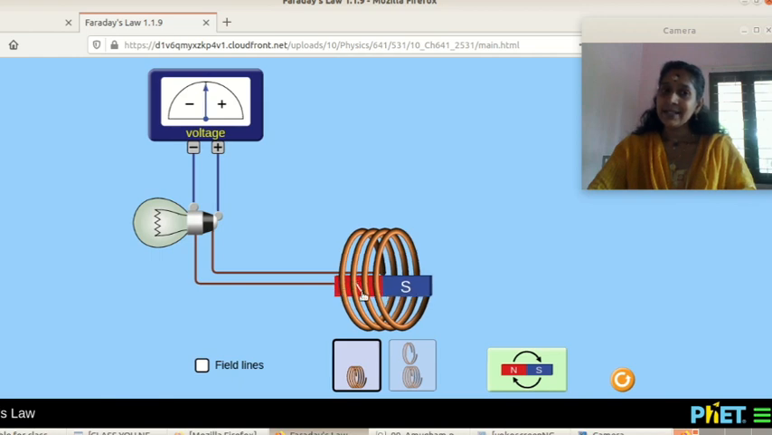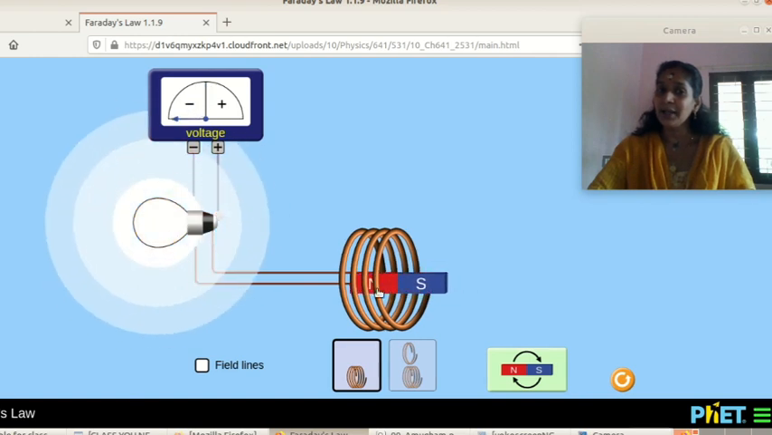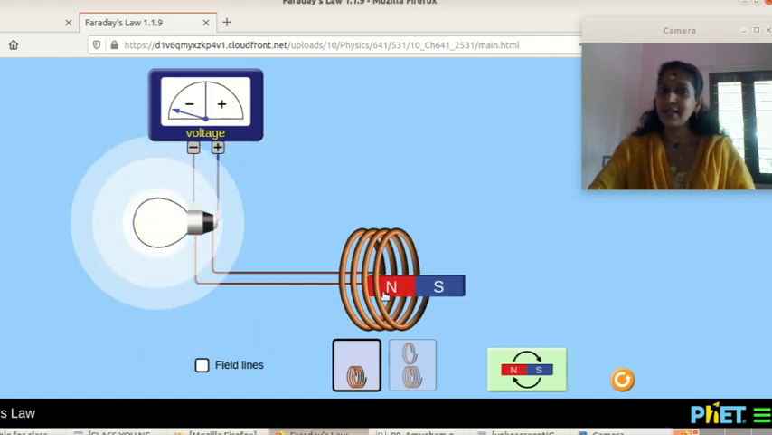While inserting the magnet into the solenoid, what happens? Bulb glows. There current produces. When it is taken out, that time also current produces, bulb glows.